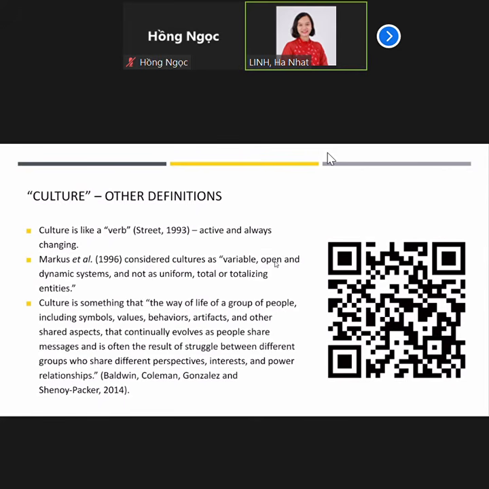And one of the modern definitions about culture that I can find says that culture is the way of life of a group of people, including symbols, values, behavior, artifacts, and other shared aspects that continually evolves as people share messages, and is often the result of struggle between different groups who share different perspectives, interests, and power relationships.